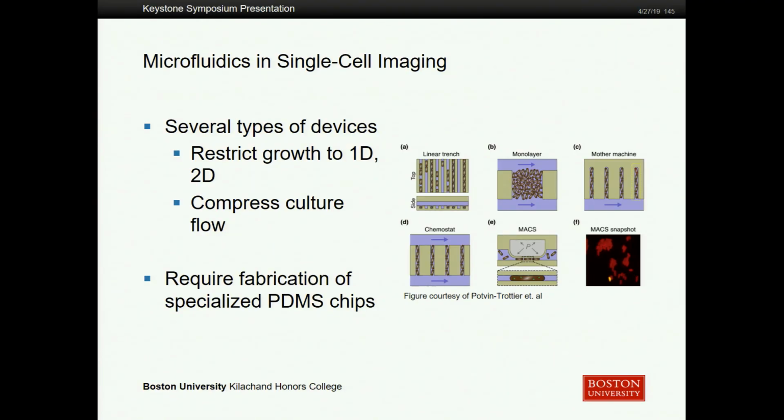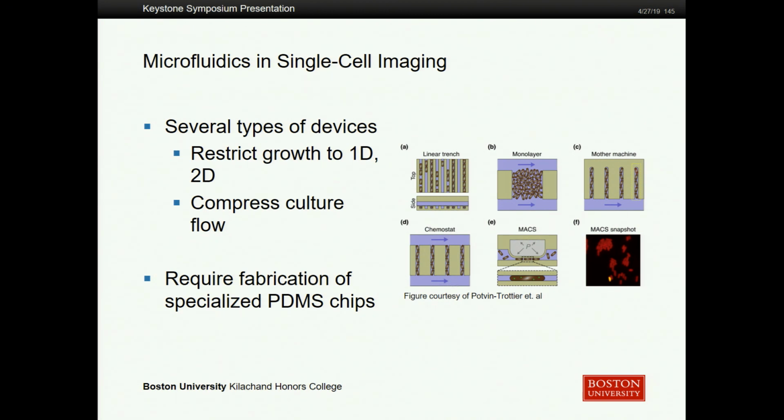There have been a couple of ways people have tried to accomplish this same sort of goal. Microfluidics has recently had a big role in this. There are several devices, and depending on what your experiment is, they have different roles. I'm really going to be focusing on this one right here. It's called the Microfluidics Assisted Cell Screening System, or MACS for short. It came out of the Paulson group over at Harvard.